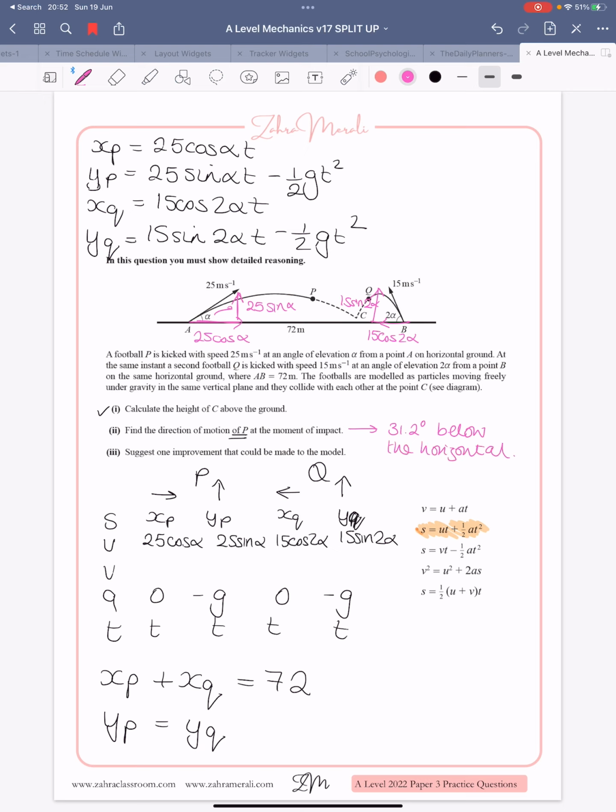And one improvement, air resistance, is always a good one if they don't mention it. Air resistance to be taken into account. Occasionally they say, what is there an improvement excluding air resistance? You could say you could take into account the size or the shape of the balls, something like that.